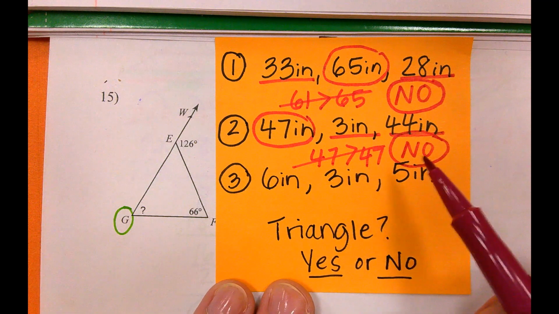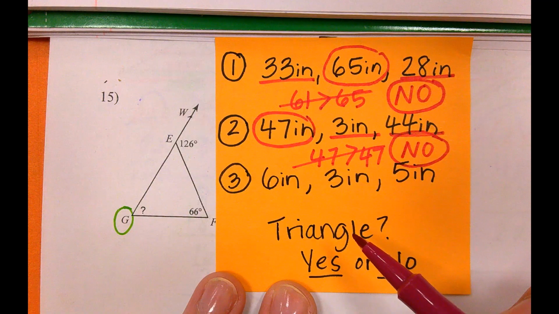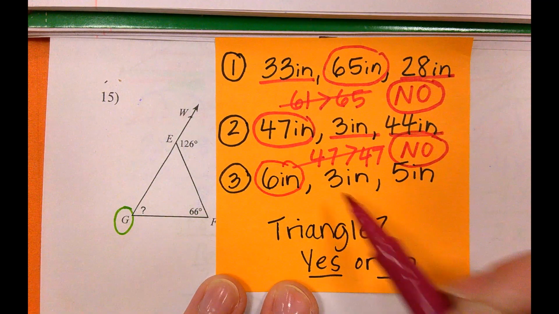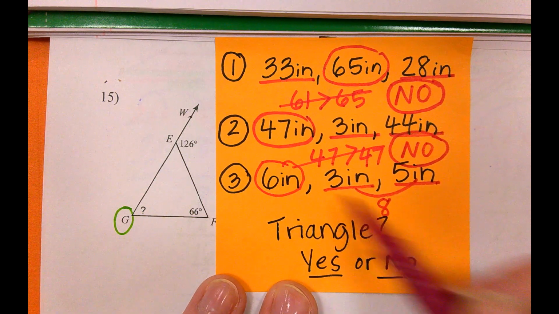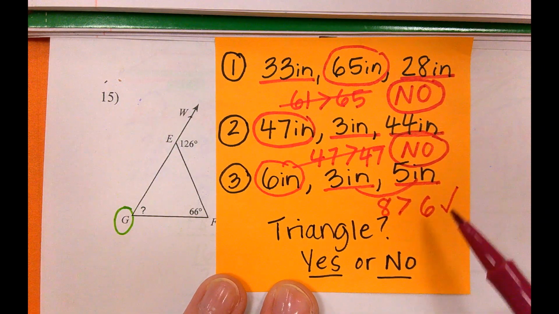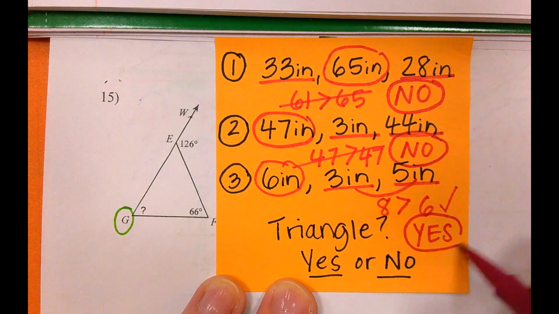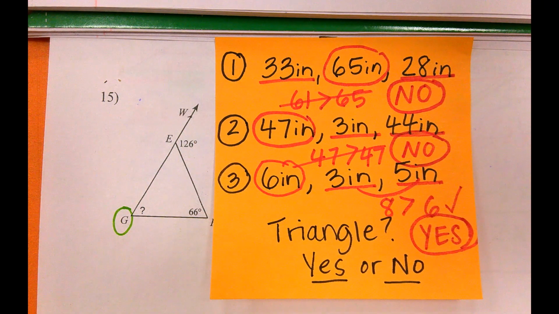Okay, so for number 3, what's my biggest side length, my longest side? 6. So my other two sides, 3 and 5, make 8. So can we say 8 is greater than 6? Yes. Is this a triangle? Yes. Good. How'd we do? Are we confused about it? Are we good? Yay.